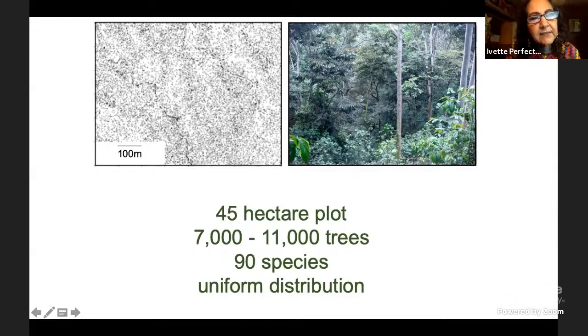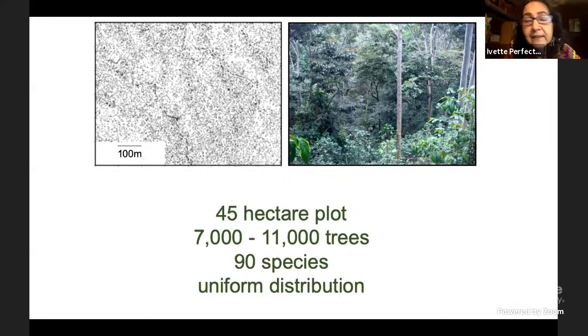By the way, we do this census every year. The first time we did the census, there were 11,000 trees on the plot. At some point in time, the farmer decided to intensify the farm a little bit, or open up the canopy a little bit, and he cut some trees, and we were left with 7,000. But now we're back to 11,000. The trees grew back, and we're back to 11,000. And we identified 90 different species of trees, so it's fairly diverse.